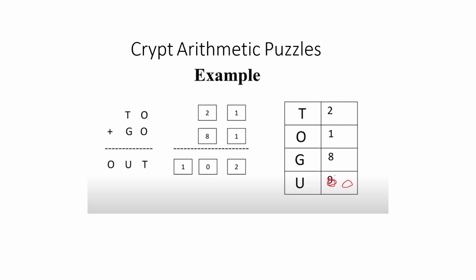After that, we have to decide which value is comfortable for this. For example, now I am going to choose T as 2 and G as 8. So in total we have 10. So 10 gives 0, and the remainder is 1, so I will get the carry forward over here.